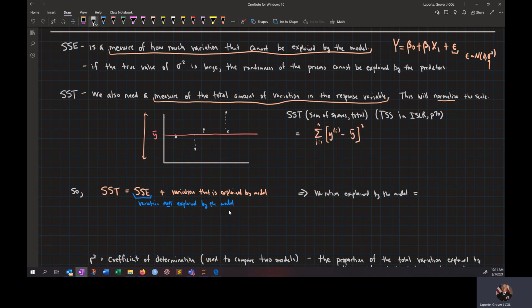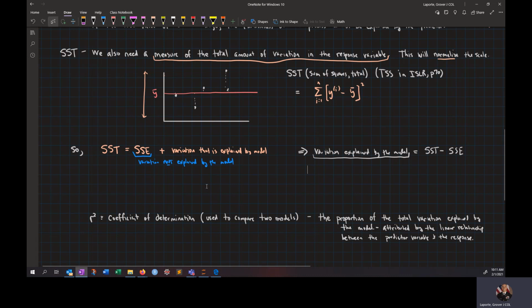If that's the case, then we can conclude that the variation explained by the model is simply equal to, so check it out, this piece right here. All I'm going to do is take this piece and move it to the other side. It's just equal to SST minus SSE. So there are two calculations that I can actually do, and I get a semblance of how much variation we are explaining.